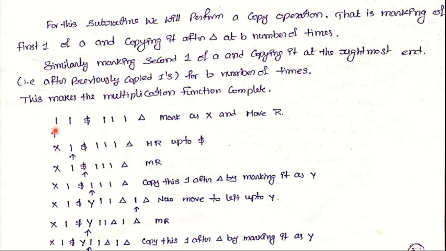First one from A value, mark as X. So with this marking, we copy that particular one into the Turing machine and then move to the B value. That means after marking the first symbol in A value, whatever the remaining values in variable A, all of those can be skipped. That means simply move right until we reach dollar. Whenever we reach dollar, it indicates the A value was completed. So now enter into the B value.